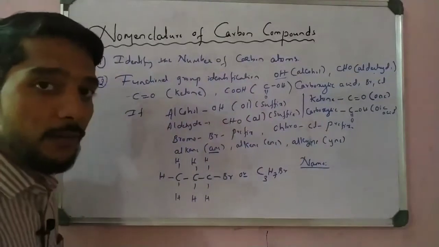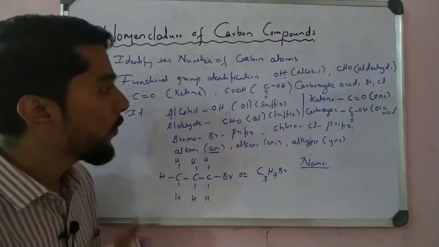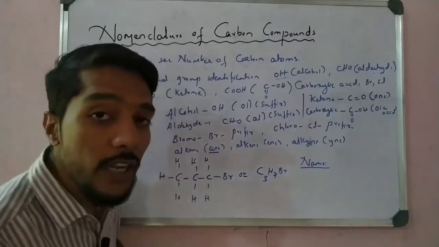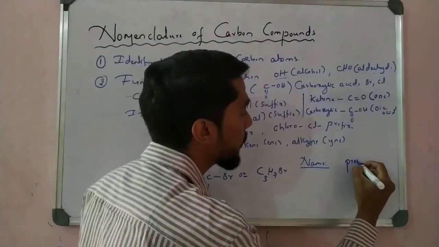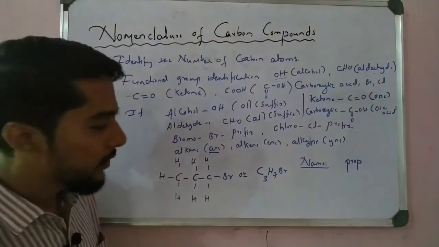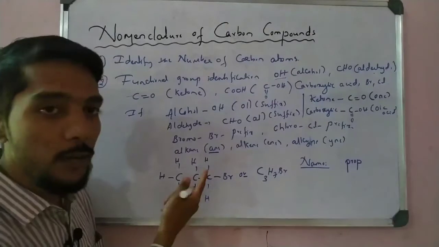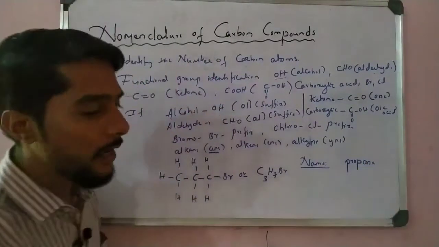See here, again, hope you have already named this, right? You are very fast. So first condition, number of carbons. How many carbons? 1, 2, 3. So 3 carbons means what? Prop. Very nice, prop. Now let us check whether it is alkane or alkene. Carbon single bond carbon single bond means alkane, so it is ANE.